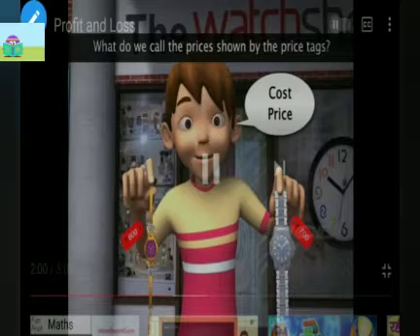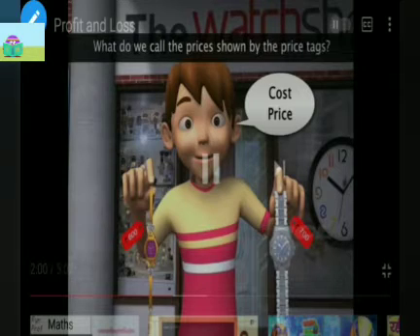What do we call the prices shown by the price tags? Is it the cost price? No, it's not the cost price. Cost price is what? The money invested by the shopkeeper on the article. Whatever he invested, he never mentions on the article. Whatever price tags are there, these are the selling prices.